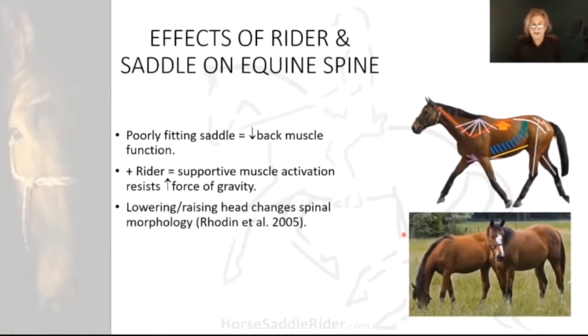Lowering and raising the head changes spinal morphology, so that when the head is lowered, the spine will be flatter. When the head is raised, there's more hollowing there. And a high head and neck, more of an exaggerated high head and neck, means that there is reduced flexion and the horse will be in extension through the back.